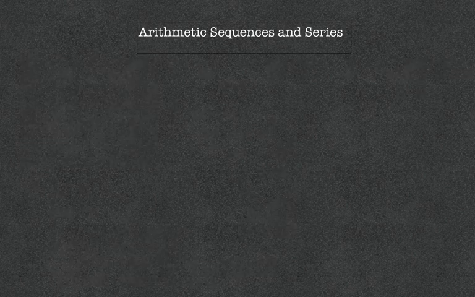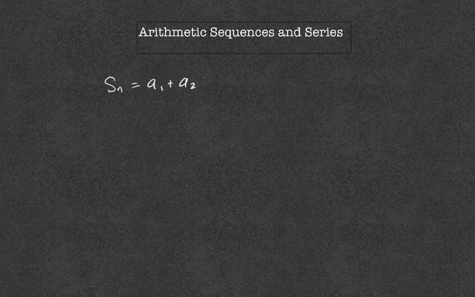Finally, we need to talk about the arithmetic series. The arithmetic series is the sum of the terms of an arithmetic sequence. We're going to define the partial series as Sn, the partial sum, meaning it is the sum of the first n terms of the sequence. So you're going to be adding all of the terms from a1 all the way to an, and if you stop there, that's the partial sum, Sn.